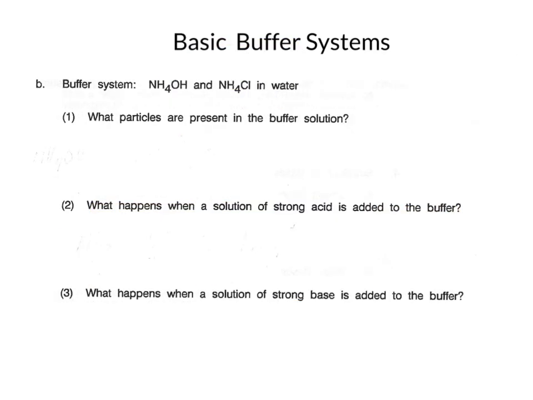Now let's look at what happens when we have a basic buffer system. The example we're going to use is ammonium hydroxide and ammonium chloride in water. Notice that we have the ammonium part matching to make sure that we know that this is a buffer. The ammonium is the part that is not the base in this case. So what are the particles that are present in the buffer solution? The NH4OH is actually NH3, but we're going to write it as NH4OH just to make it easier to see how things match.